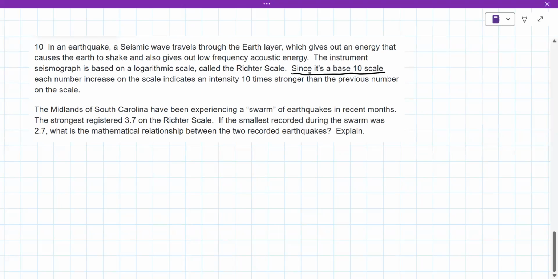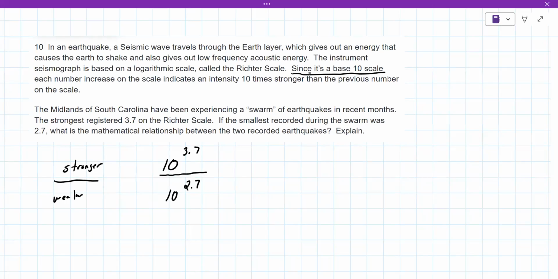10 scale of each number. And what they mean by that is the stronger one, we'll call it the stronger one, is really 10 to the 3.7. And then the weaker one is 10 to the 2.7. Okay, and they're asking to determine the ratio of these, the stronger to the weaker. Basically, they want to know how much stronger is it.